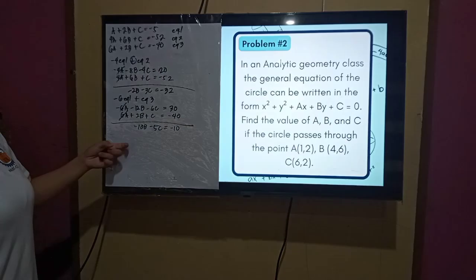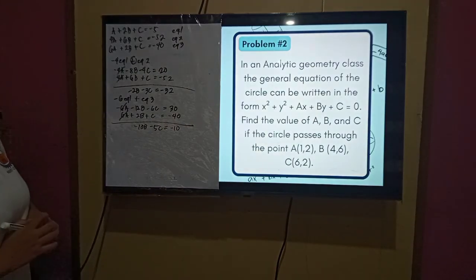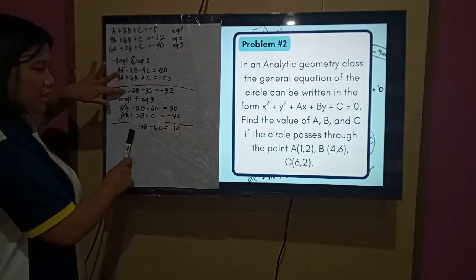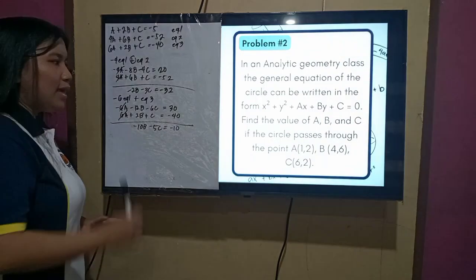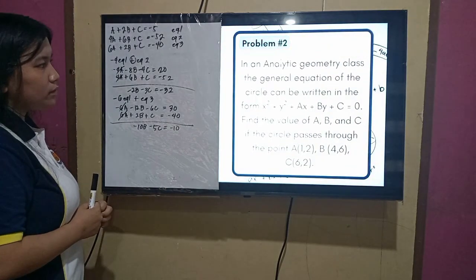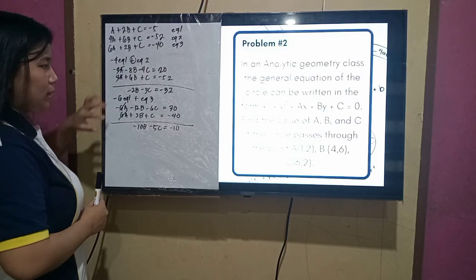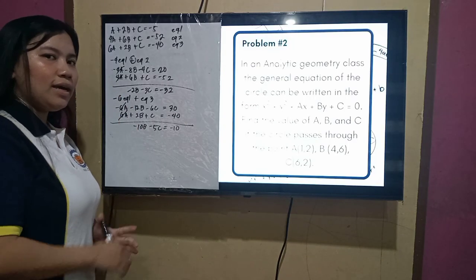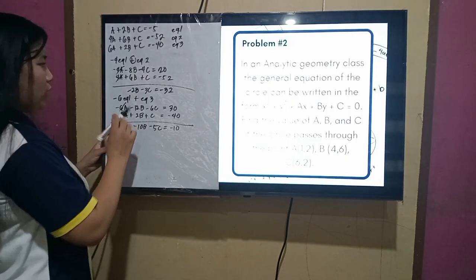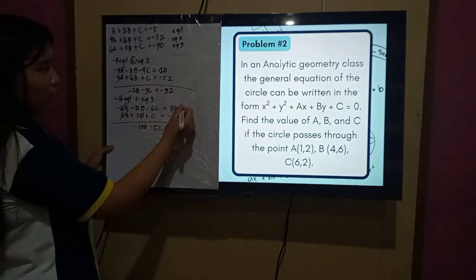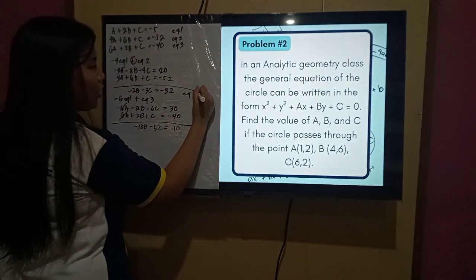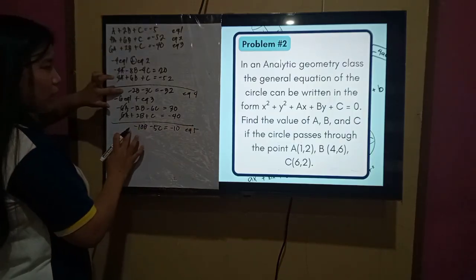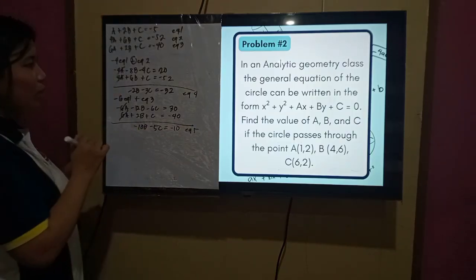So, yan. The next one, ang gagawin naman natin ay, ito namang dalawa na to ang pagpapartner natin, and mag-eliminate tayo ng isa pang variable para makuha na natin yung value ng isang variable. Okay, so, paano ba yon? Ang gagawin naman natin, ito na yung equation 4 natin, and ito naman yung equation 5 natin. So, ito naman yung pagpapartner natin and mag-eliminate tayo.